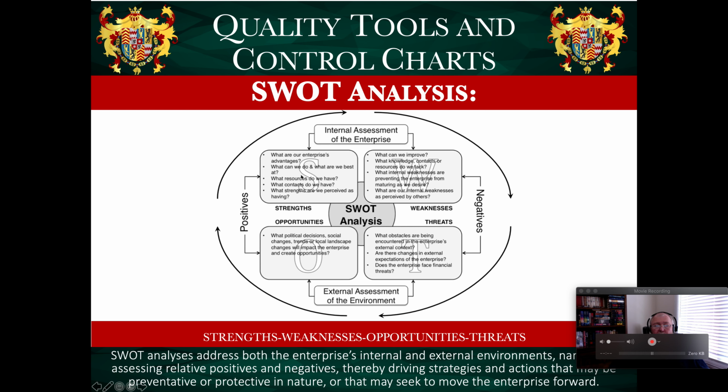So strengths and weaknesses, those are internal to the company. Whereas opportunities and threats, that's an external assessment of the environment. So strengths and weaknesses are the things that you have going on inside the company. How do you become better? You make a strength stronger, or you reduce the impact of a weakness. Whereas the opportunities and threats are the things that reside outside the company or outside the control of the company, to a large extent at least.